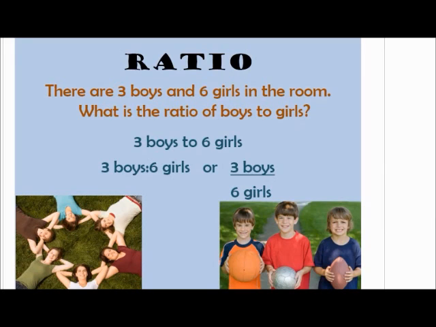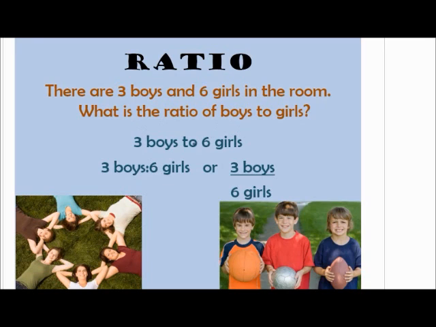There are 3 boys and 6 girls in the room. What is the ratio of boys to girls? Now in this problem, we have the units written beside the numbers. You don't always have to write the units. You can if you want. 3 boys to 6 girls.